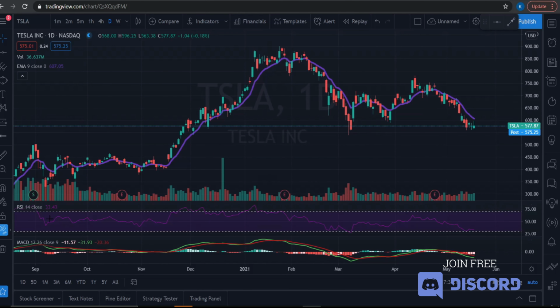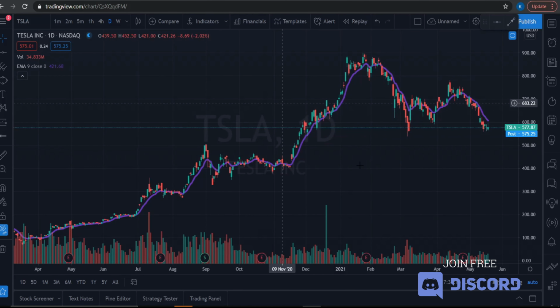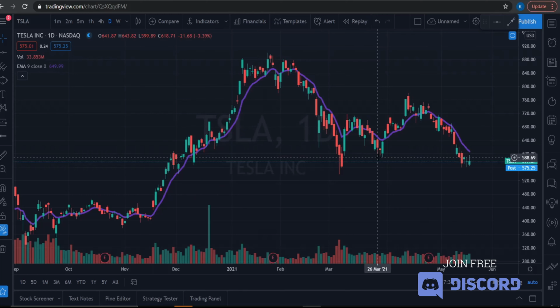So again, this is Tesla, ticker symbol TSLA. This is just my technical analysis on it.